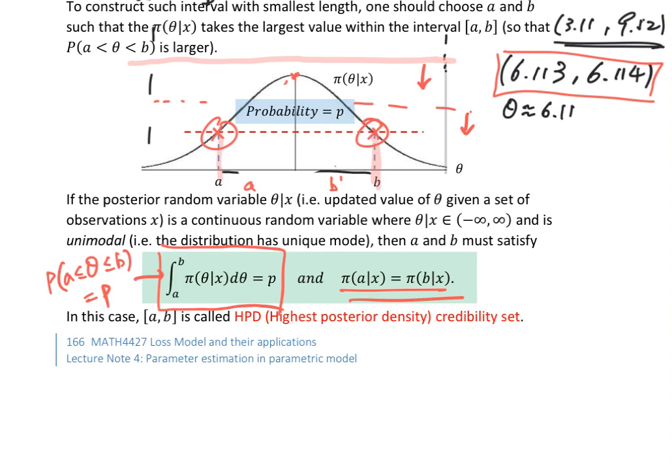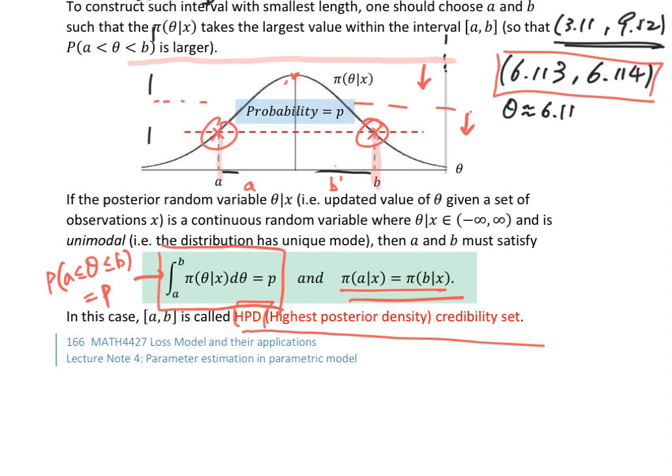Then this A and B will be what we call the HPD credibility set. HPD stands for the highest posterior density, because this generates the credibility interval with the smallest length. This is how we obtain the best credibility interval.